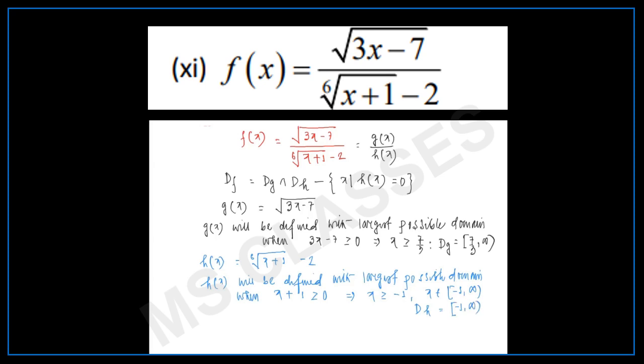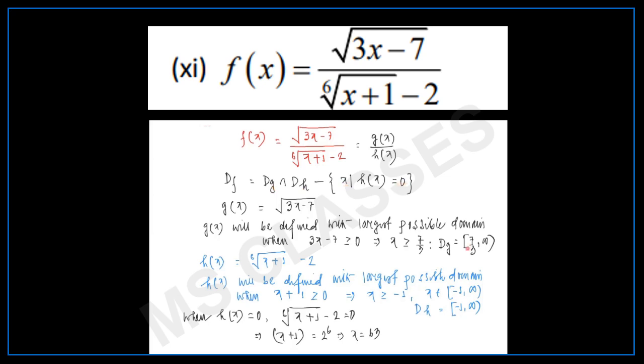Next, another thing we need to know is when h(x) is 0. We should eliminate those values. So when h(x) equals 0, then the 6th root of (x plus 1) minus 2 equals 0. This gives x plus 1 equal to 2 to the power of 6, and this gives x equal to 63. So when x is 63, the denominator will be 0. Now what is the definition? The domain of f is the domain of g intersection the domain of h, minus those values of x for which h(x) is 0.